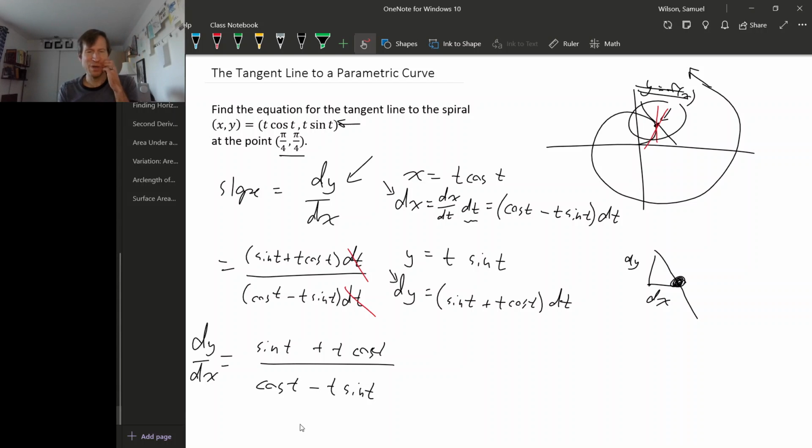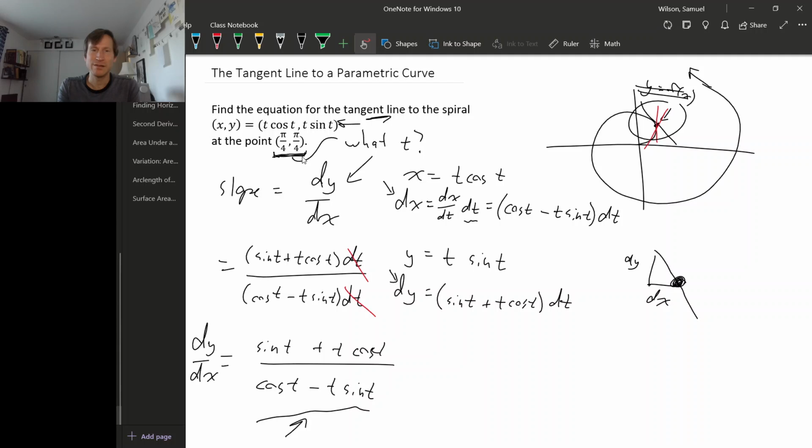All right, but this is a function, and we were looking for the equation of a tangent line at this point. So I guess what we need to do is figure out what t value this is, right? To evaluate that, we need to know the slope of this particular tangent line, so we need to evaluate this dy dx function, but to do that we need to know what t value to plug in.